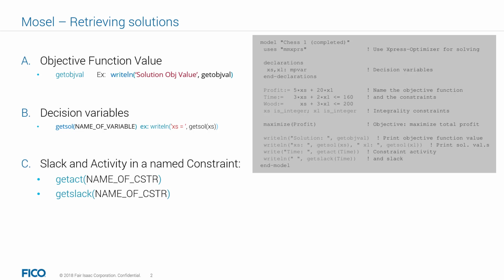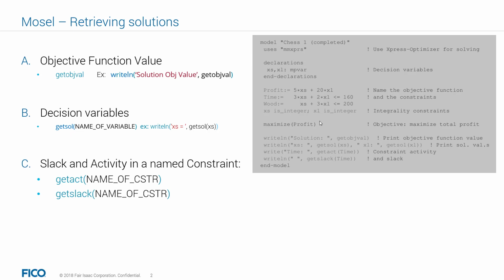Now let's assume that we want to retrieve the value of the objective function after solving the problem. To do so, we can use the command get objective value, and we can write it in our run log as you see in this example here. Now, how about decision variables? For decision variables, we simply use the command get solution by specifying the name of that variable.